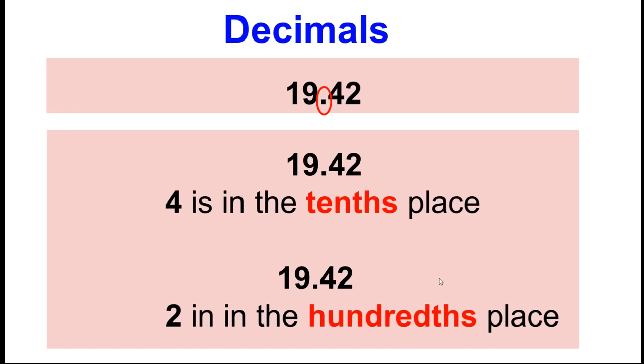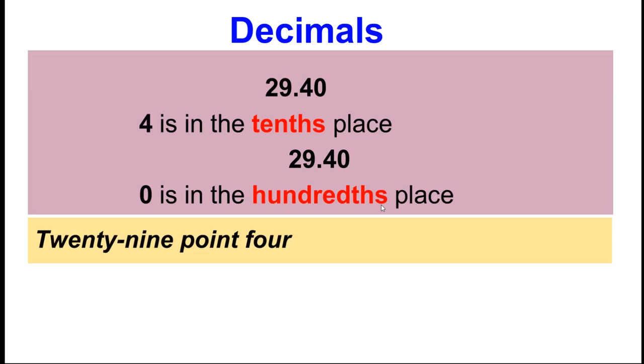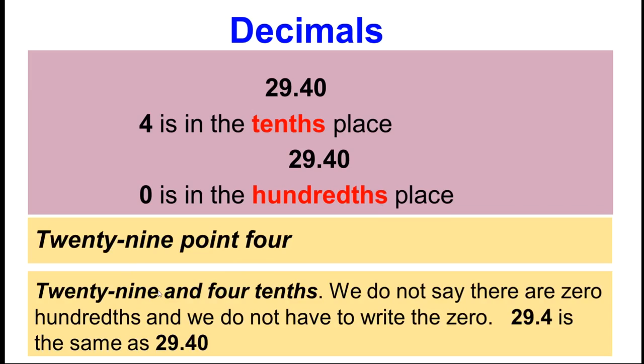Hundredths place. Let's take a look at another number, 29.40. We have the 4 in the tenths place, but look, there is nothing in the hundredths place. It's just a 0. So in this case, I can say 29.4, or I can also say 29 and 4 tenths. We do not say that there is a 0 in the hundredths, and we do not have to write the 0. We say 29.4 is the same as 29 and 4/10.